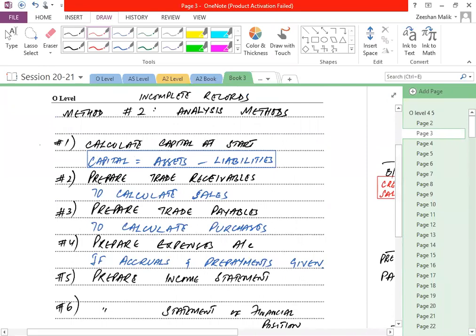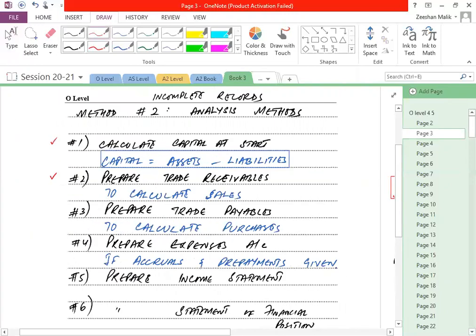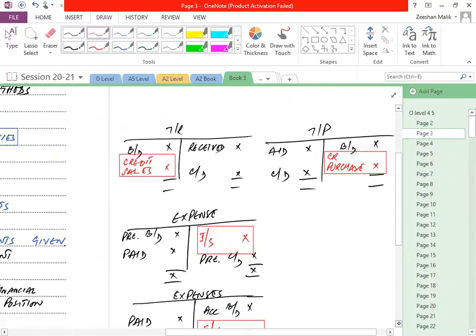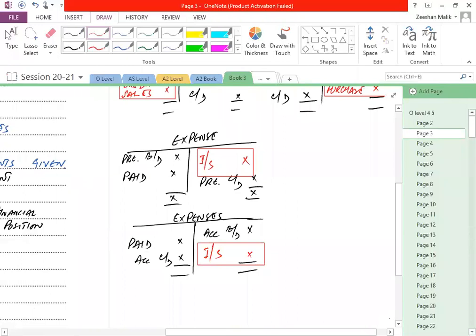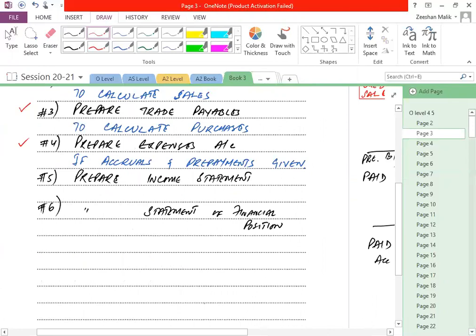Step number 1, capital at start. Step number 2, capital at start is no problem to you: starting assets minus starting liabilities. Next, receivable account. I already showed you how to make the receivable account. Then trade payables, you know how to make it. Expenses account. Here are the sample accounts of expenses: one for prepaids, the other one for accruals. Then you can easily prepare your income statement and statement of financial position.